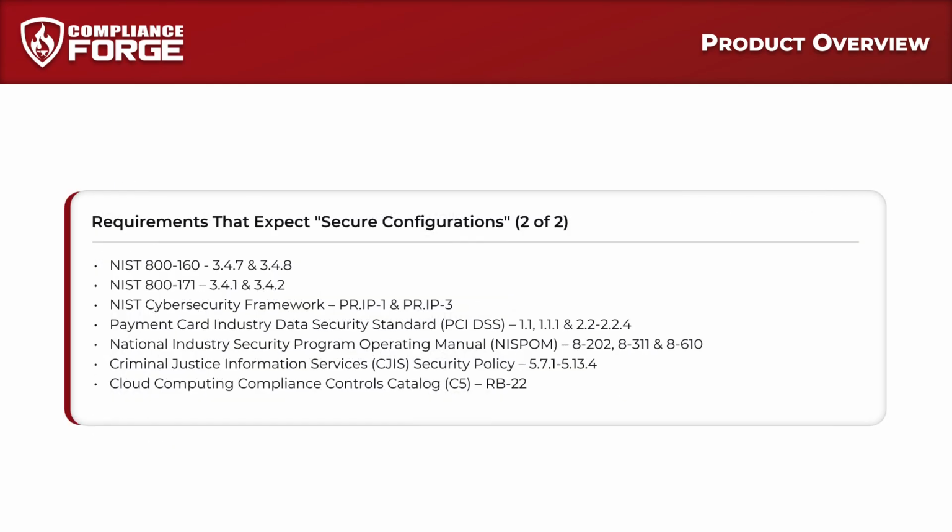The list continues with NIST 800-160, NIST 800-171, the NIST Cybersecurity Framework, PCI DSS Requirements 1 and 2, NISPOM, the Criminal Justice Information Services Security Policy, and Germany's C5 catalog. If your organization is in scope for any of these, you should buy the SBC.